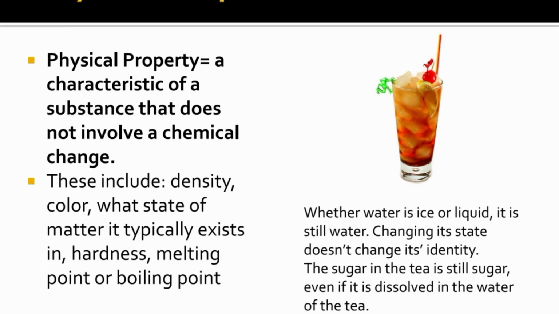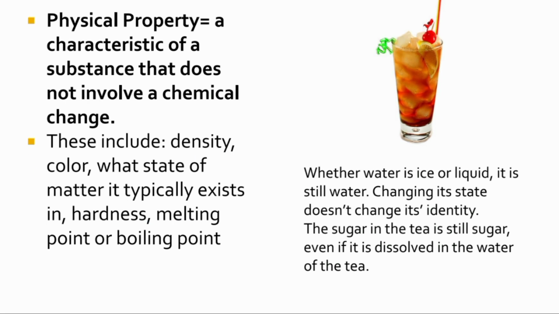Physical properties of matter. A characteristic of a substance that does not involve a chemical change. Physical properties are those in which no chemical change takes place. Here are some examples. What are physical properties? Density, color, hardness, melting point, and boiling point. You can see here an example. Whether water is ice or liquid, it is still water. Changing its state does not change its identity. It is a physical change. It is a physical property. The sugar in the tea is still sugar, even if it is dissolved in the water of the tea. It is a physical property.